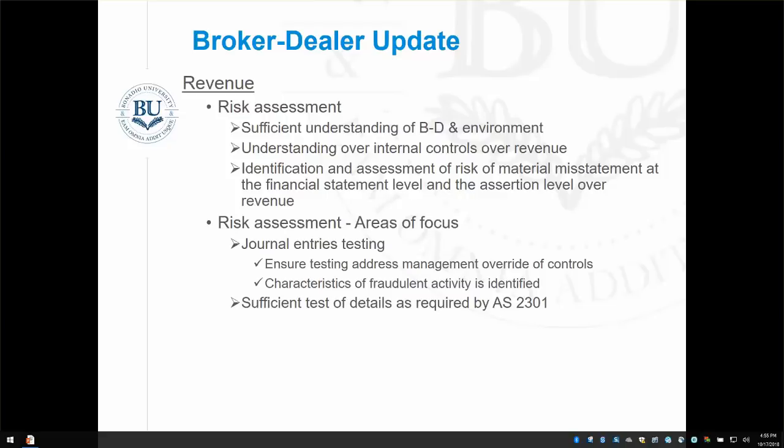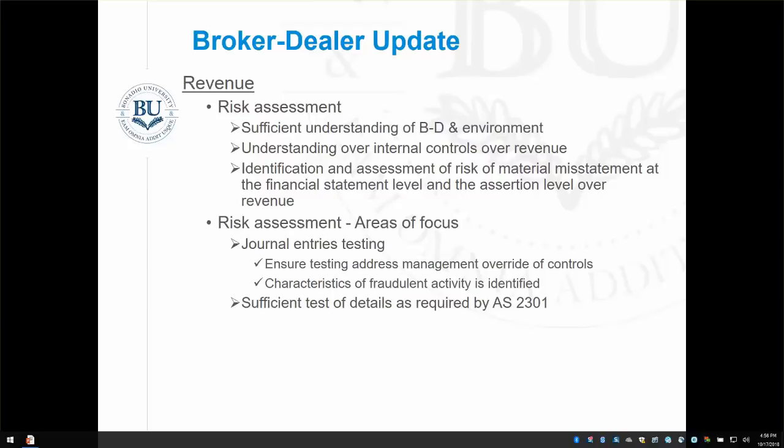One of the specific findings outlined here is sufficient understanding of the broker-dealer environment. That's really specific to the key products that were sold by the broker-dealer, as well as their specific sources of revenue. Also, there was a failure on the engagement team's part to understand management's process and management's risk assessment over internal controls on revenue from a fraud risk perspective, and the overall internal control environment as it related specifically to revenue.